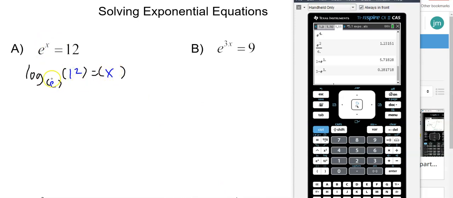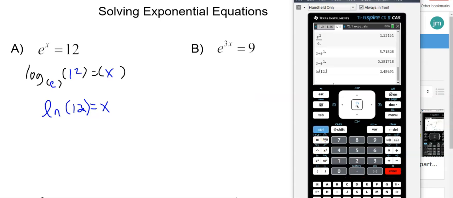So the answer is x is log base e of 12, but no self-respecting mathematician would write it that way because the base is e. We always use a special notation, so we would probably write it this way: natural log of 12 is equal to x. That would be the exact answer. Then we can type in our calculator with the nifty natural log button, natural log of 12, if we wanted the decimal. It just depends what we're asking for, exact answer or approximate answer: 2.4849.